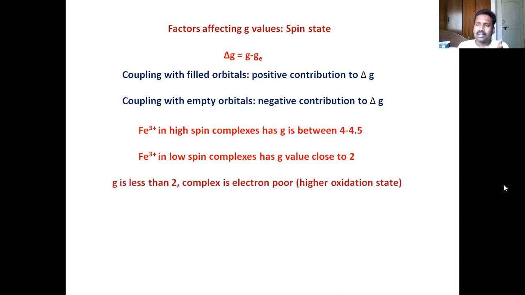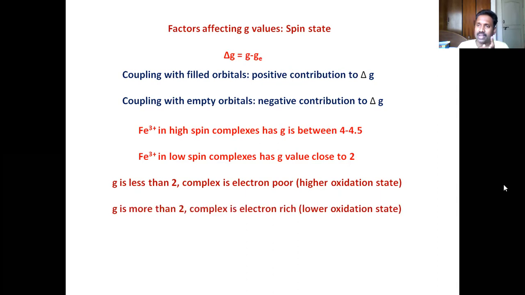Fine. Now, like the spin state, even the oxidation states of the metals in the complex ions also play a role. For electron poor complexes, so electron poor means they have lost electrons, therefore the oxidation state is more. Oxidation number is more. So electron poor means higher oxidation states. The G is less than 2. Whereas for electron rich complexes, lower oxidation states, G is more than 2. Fine. So within the same metal ion, G value is also helpful to indicate the oxidation states of the metals, at least comparatively speaking.